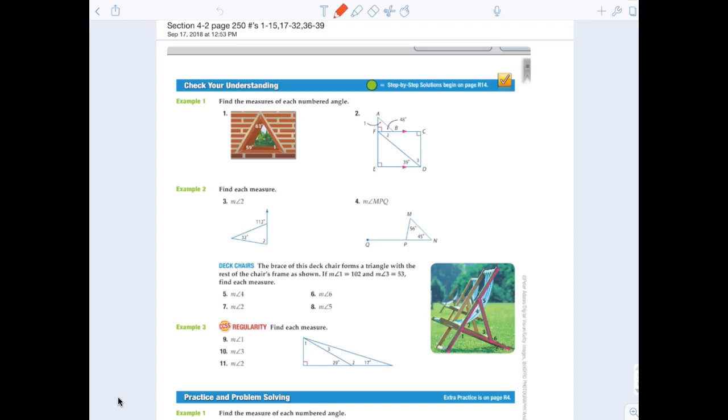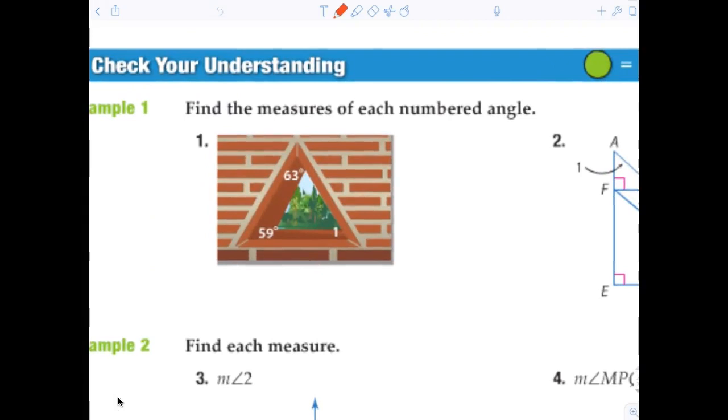Go ahead. So now, let's go ahead and knock out these first 11 questions. Pretty easy. We're on page 250, or you can just look up on the board. So again, number 1, angle 1 has to equal what? I think you're right, 58.